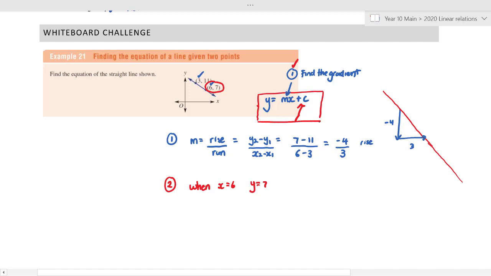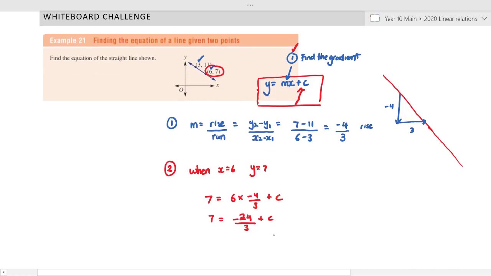So wherever there's a y, 7. Wherever there's an x, 6. And we know what the gradient is. It's -4/3. We just found that, didn't we? And plus c. Notice that there's only one unknown. We've got to find what that is, and that's c. 6 times -4. We're going to get better with fractions. That's -24. -24 on 3 plus c.